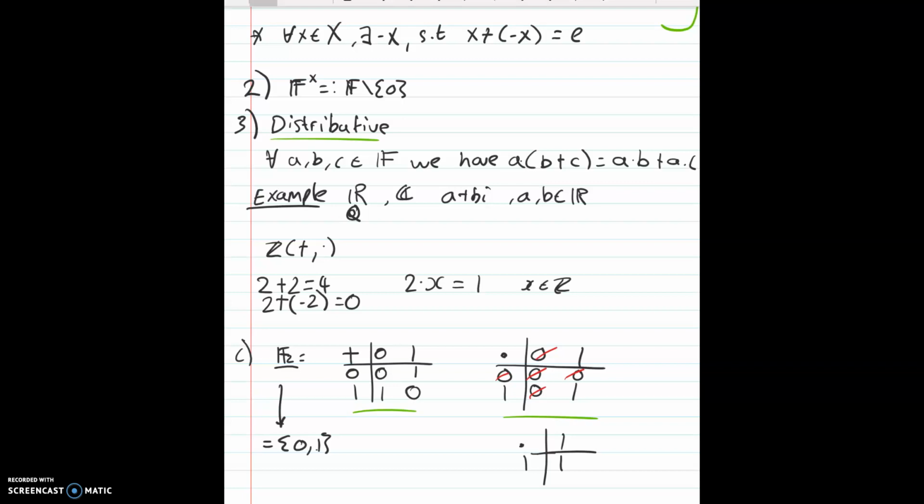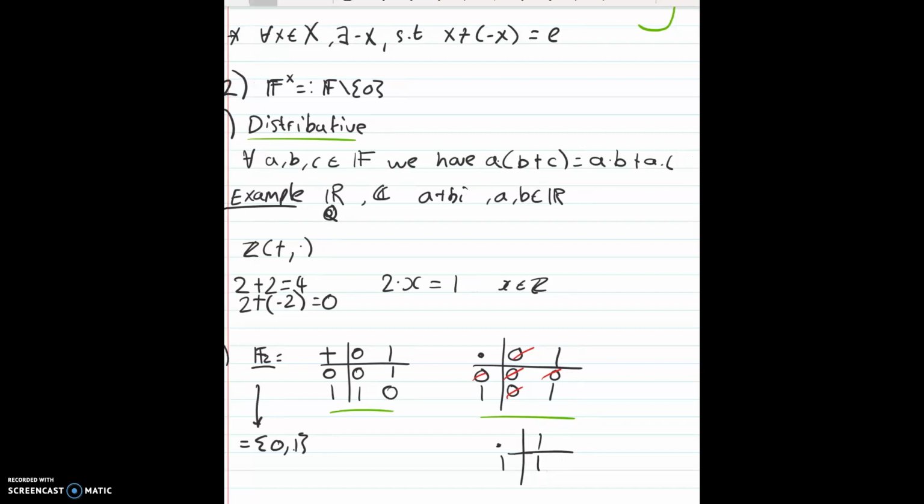So this means when you take any triple A, B, C, 3 elements in the field F, we must have this fact. When you have A and you multiply it by B plus C, you must be able to distribute, which you know in algebra is AB plus AC.